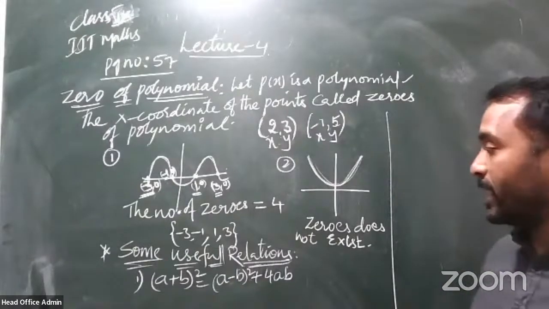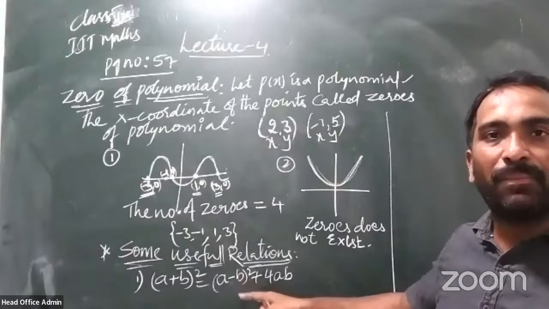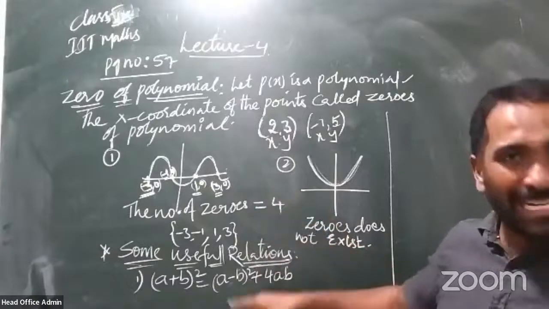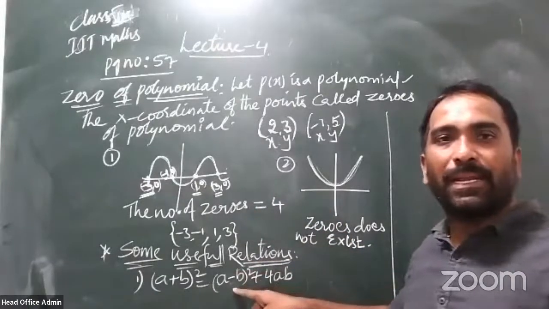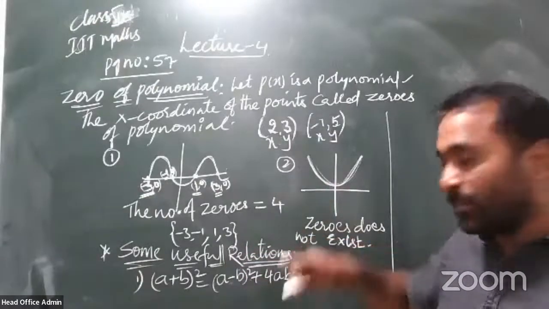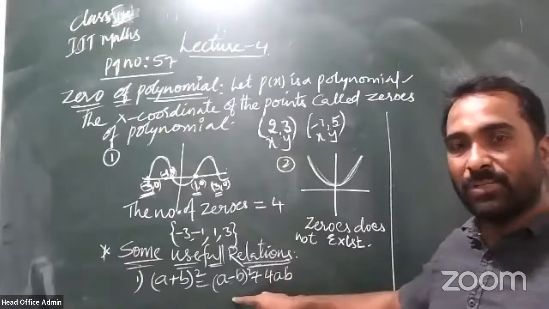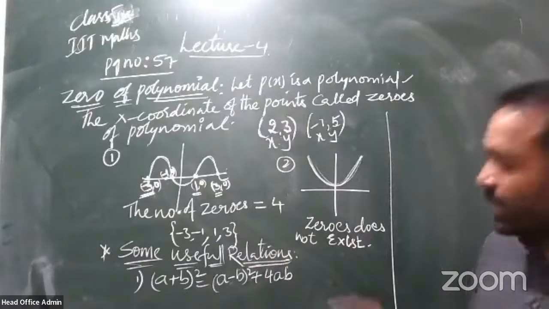See, why can we write like this? Because (a - b) whole square can be written as a square plus b square minus 2ab. Are you getting my point? This is minus 2ab, and this is plus 4ab. Minus 2ab plus 4ab will become plus 2ab. Yes or not? Let me solve that.